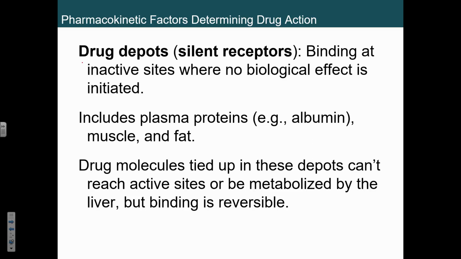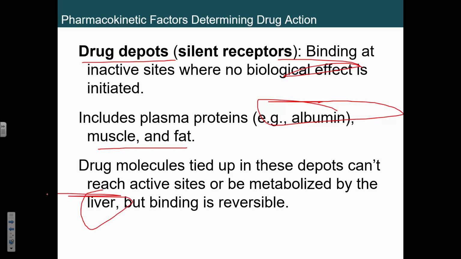We already talked a little bit about drug depots. This is where we're going to put things where it's not going to have an effect, right? It's just going to be an inactive site where we're going to store the drug for a while until that plasma level drops down. Muscle and fat are places we can do that. Again, that protein albumin, we talked about that a bit. We can put it in there. They're not going to go to the liver, right? Because they're not going to be metabolized. It's just going to hang out there until that plasma concentration drops, and then the affinity is going to shift a little bit, and we're going to release that, right?